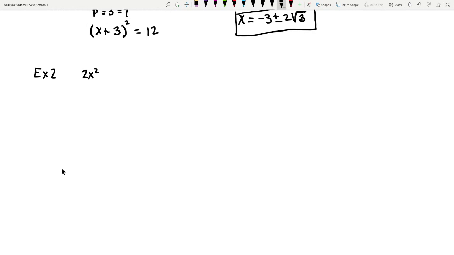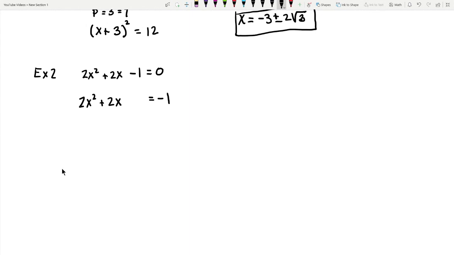2x squared plus 2x minus 1 equals 0. Now, I have a leading coefficient that I can't factor out. At least I can't factor it out of the entire trinomial because 1 doesn't divide by 2. So I'm going to start this one just like I did the other by moving the constant term to the other side. So I've got 2x squared plus 2x, leave some room, equals negative 1.